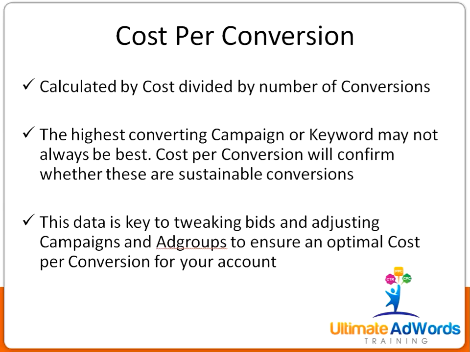And very importantly, the cost per conversion, which is calculated by cost divided by the number of conversions. This is so important because the highest converting campaign or keyword may not always be the best. The cost per conversion will confirm whether these are sustainable conversions, and from this data you're able to start tweaking the bids and adjusting campaigns and ad groups to ensure an optimal cost per conversion for your account.